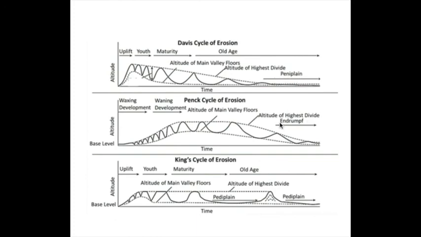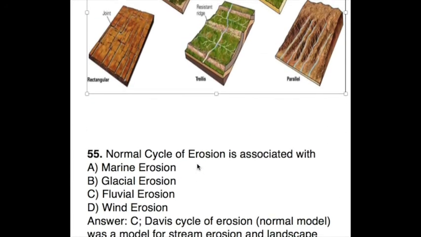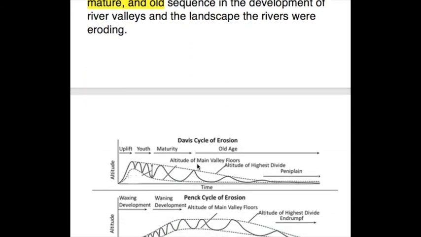Like in Penck's, the low features developed due to cycle of erosion is called Rumpffläche, which has been given by Penck. Pediplain has been given by L.C. King.